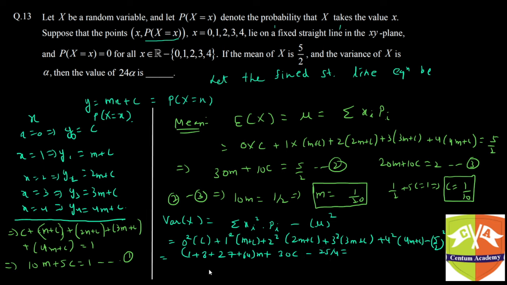So if we calculate it, what we have is 8 plus 1, 9. 27 plus 9 is 36. 64 plus 36 is 100. So we have 100 times m, which is 1 by 20, plus 30 times c, which is 1 by 10, minus 25 by 4. So my variance turns out to be 5 plus 3 minus 25 by 4. So 5 plus 3 is 8, minus 25 by 4. So 32 minus 25 is how much? 7 by 4. If alpha is 7 by 4, which is variance, then this 24 times 7 by 4 will be 4 sixes are 24 and 7 sixes are 42. So the answer to this question is 42.